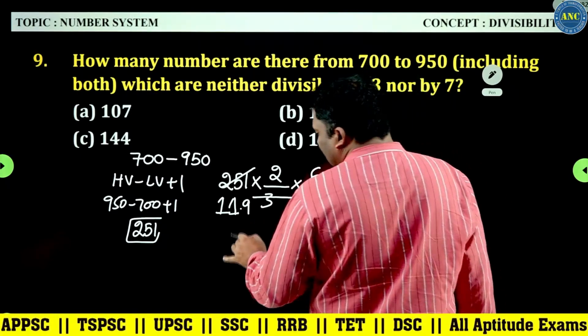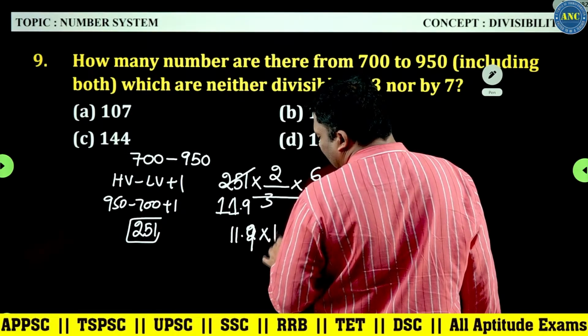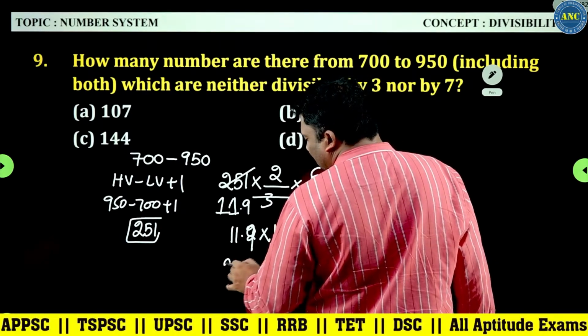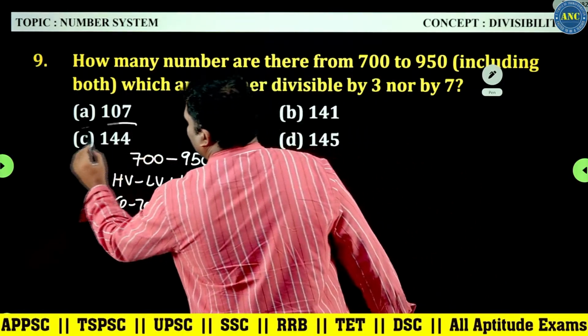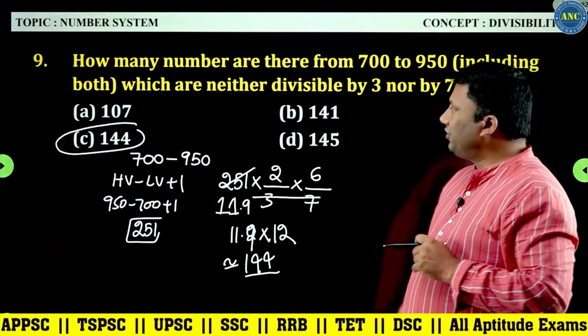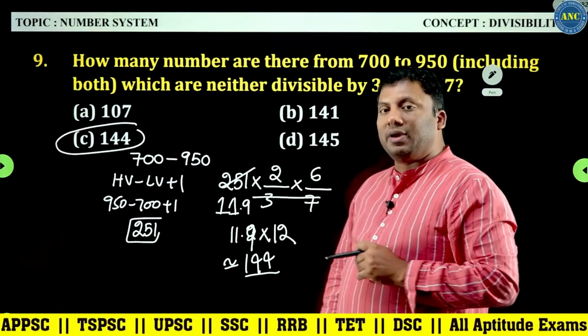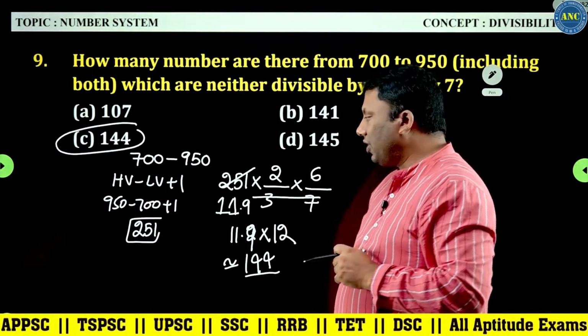So the answer is 11.9 into 12. 11.9 is closer to 12. 12 12s are 144. How many numbers are there from 700 to 950 which are neither divisible by 3 nor by 7? The answer for this question is 144.